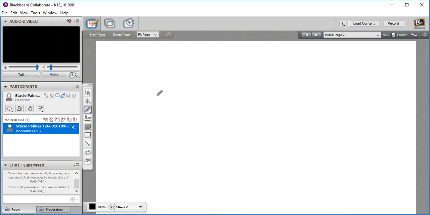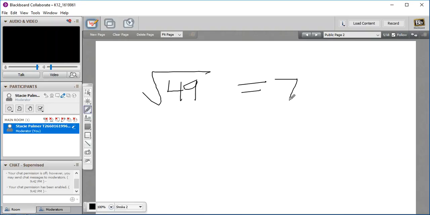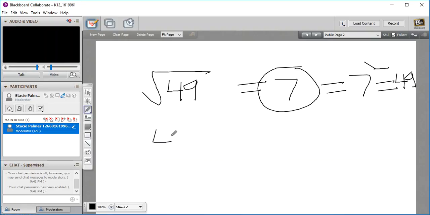So let's look at another one. If I ask you to find the square root of 49, that means, what is multiplied by itself to get to 49? And that would be a 7. We know that 7 squared equals 49. So the square root of 49 is 7. Another way we can write this is 49 to the 1/2 power, and that also equals 7.